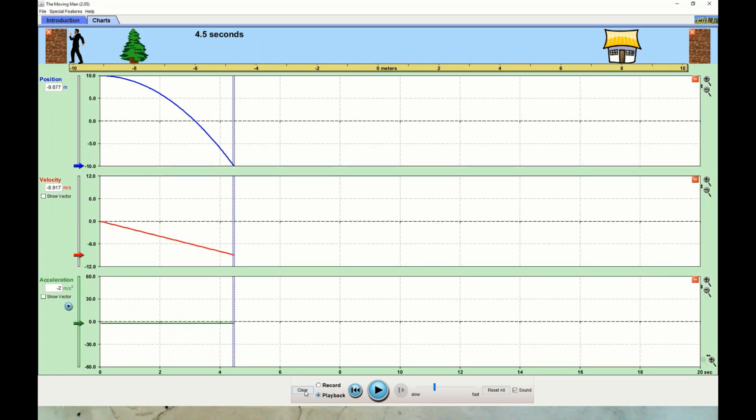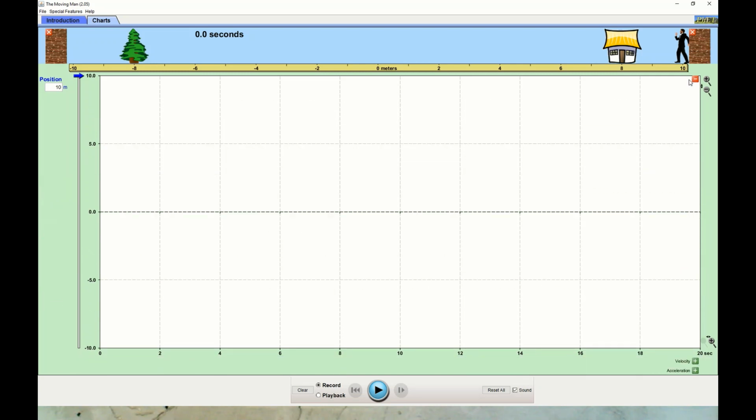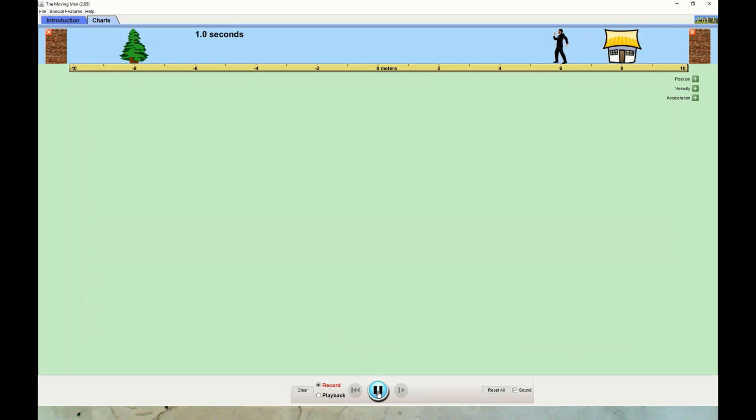So let's try one more, and let's do a tricky one here. Let's start him out over here, and let's give him a negative speed to start. So I'm going to give him a speed of -5. And we're going to give him a positive acceleration of 2 so that he slows down, right? If our velocity and our acceleration are in the opposite direction, then he's going to slow down. So let's take a look at what happens here.